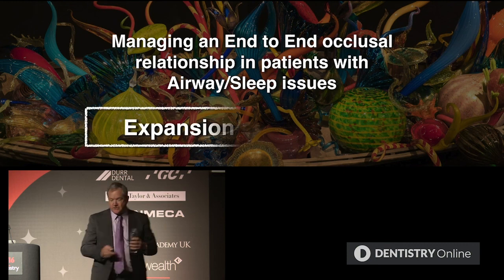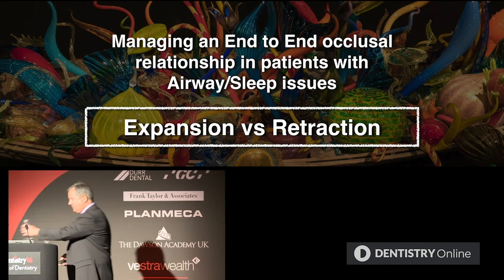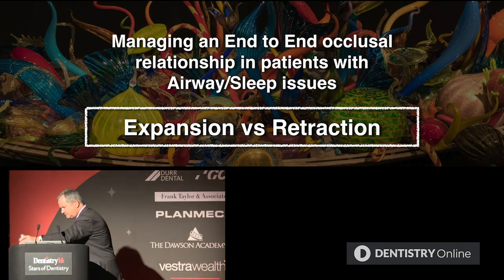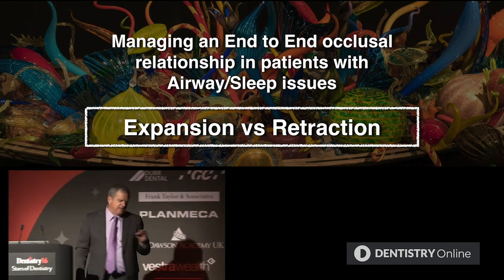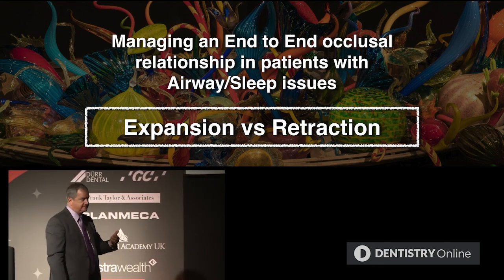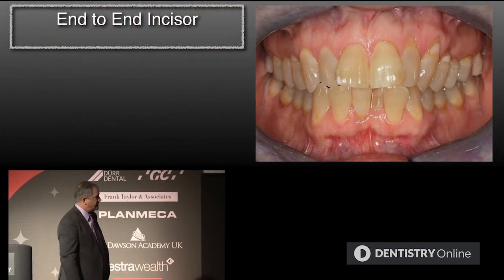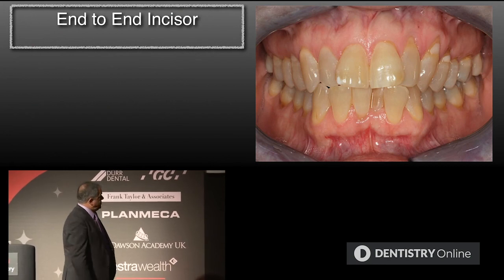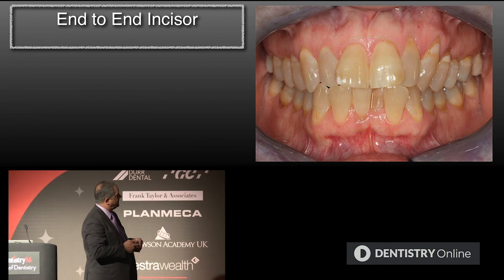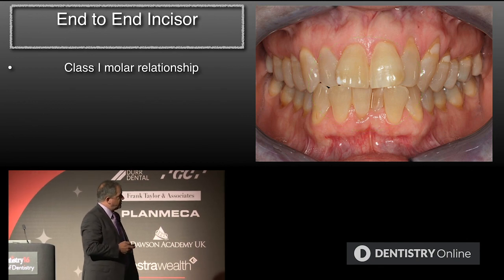So I'm going to show you an end-to-end occlusion case treated in a more contemporary way orthodontically. Here's the patient. She is end-to-end in the anterior. She's got a class 1 molar relationship.